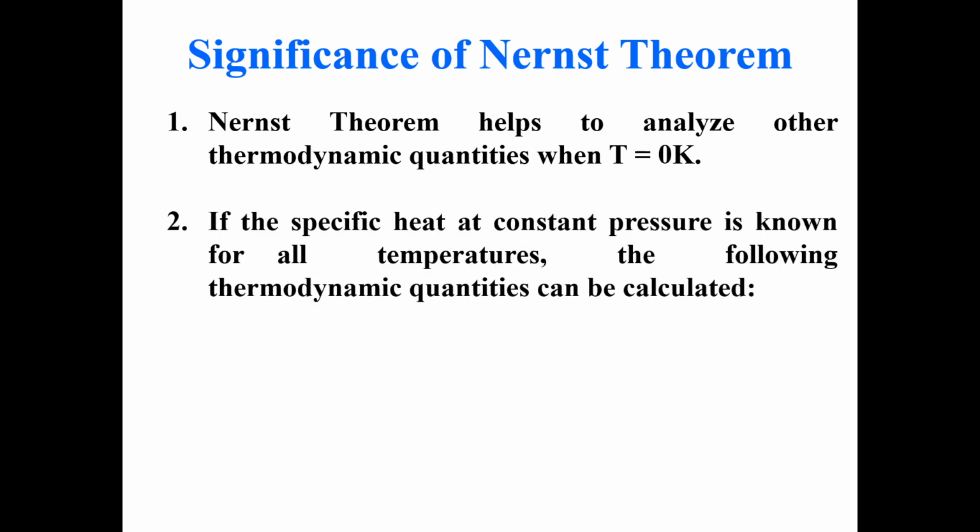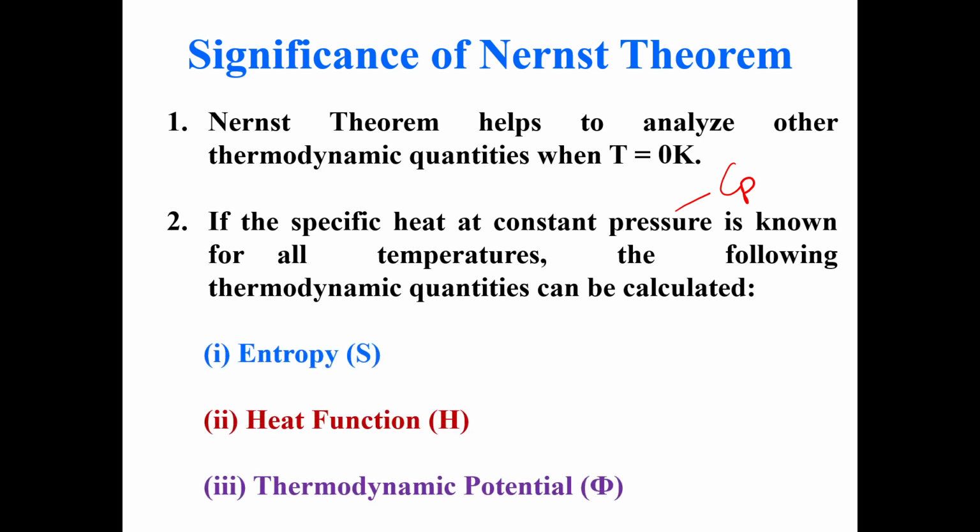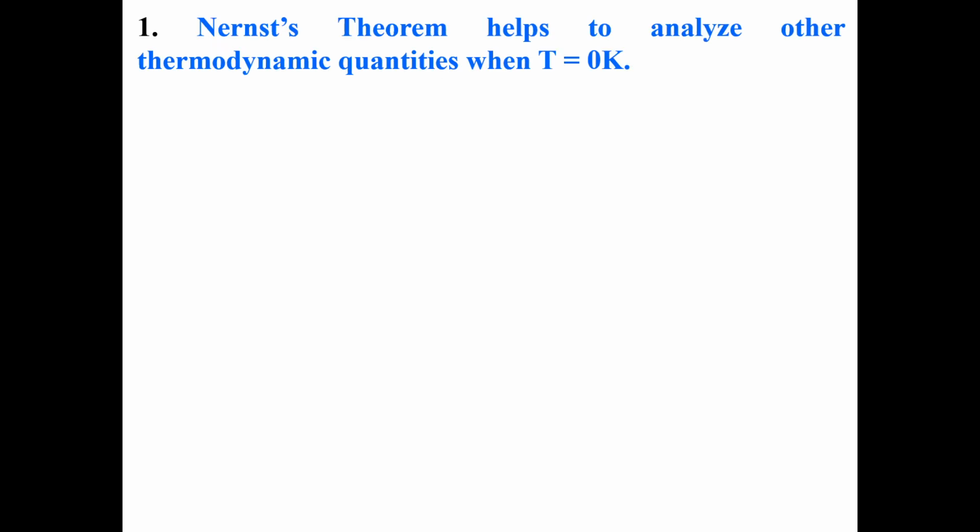If the specific heat at constant pressure, which is Cp, is known for all temperatures, the following thermodynamic quantities can also be calculated. First quantity is entropy, second is heat function, and third one is thermodynamic potential. So let's discuss one by one. Nernst theorem helps to analyze other thermodynamic quantities when temperature is 0 Kelvin.